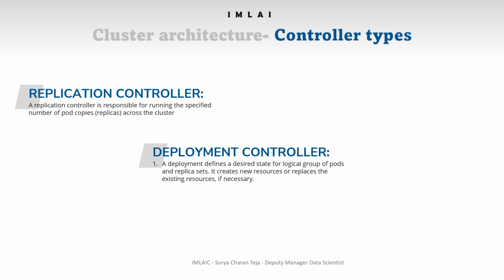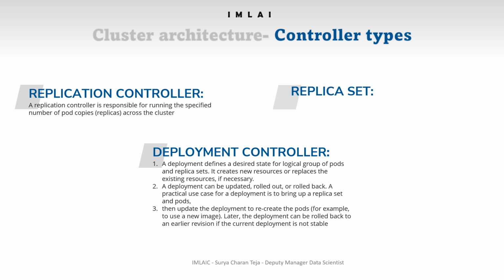Then we have the final type that we are going to talk about here, which is the replica set. A replica set is the next generation replication controller. A replication controller supports only equity-based selectors, while a replica set supports set-based selectors.